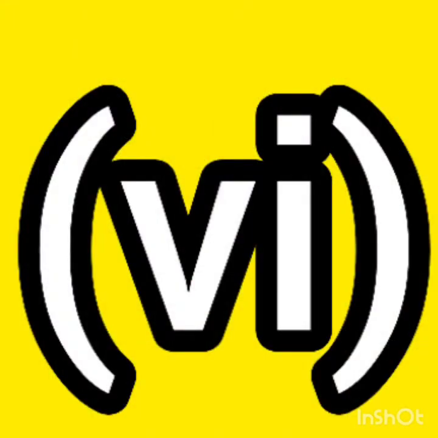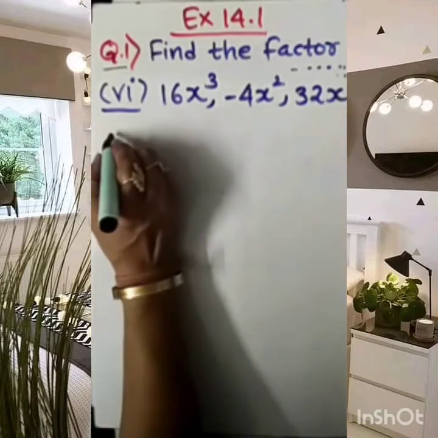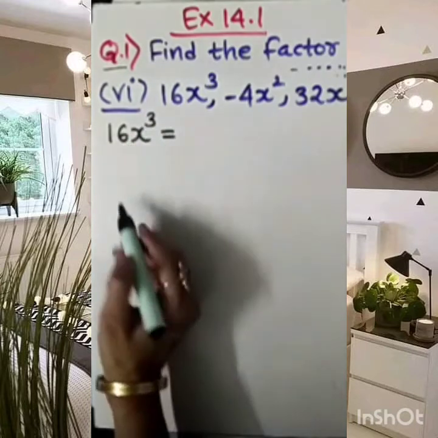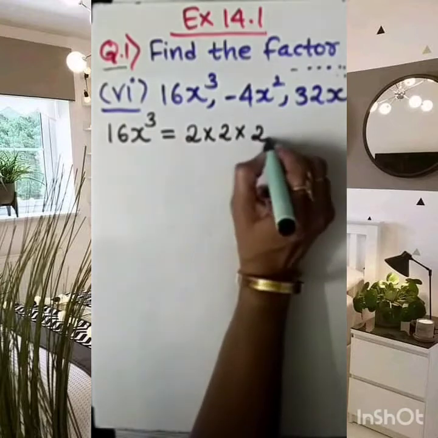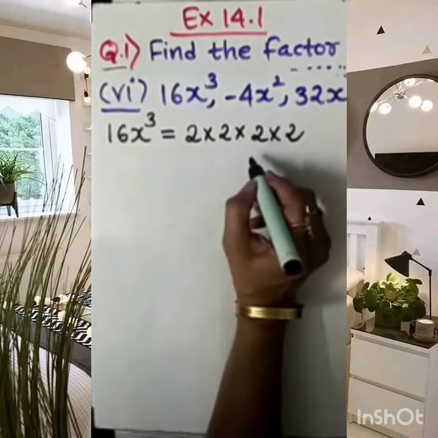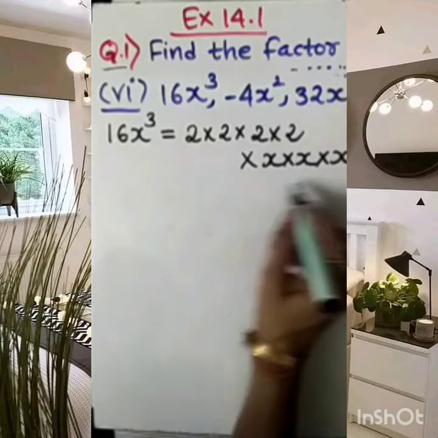So the sixth is on your screen. 3 terms we are given: 16x cube minus 4x square and 32x. Okay. Let's work out one by one and get the factors of each and every term. First, we are given 16x cube. Dear student, we know the factors of 16 are 2 into 2 into 2 into 2, 4 times, that is 16. What about x cube? x cube indicates 3 times x, so x into x into x.